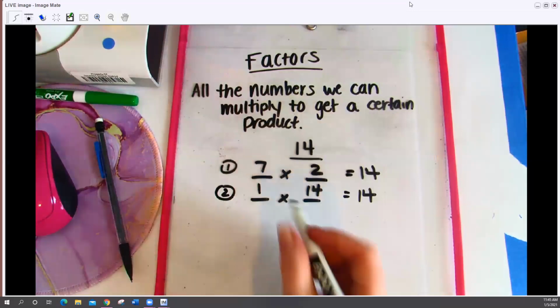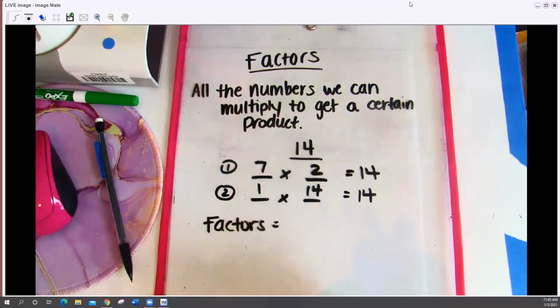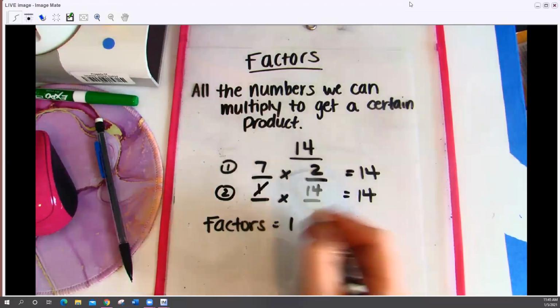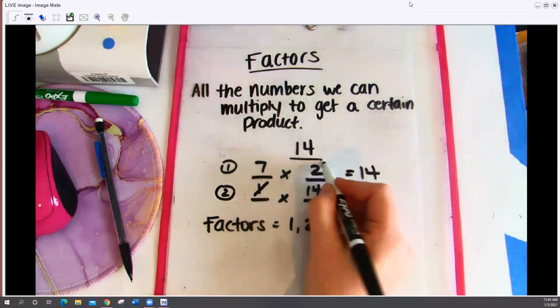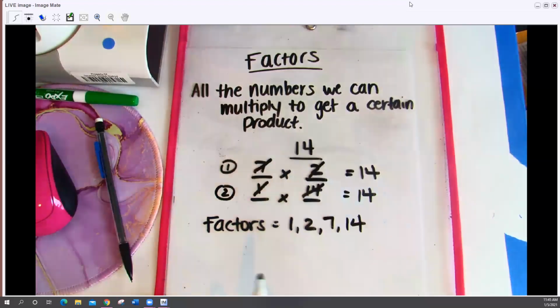So this would mean that my factors for the number 14 would be 1, 2, 7, and 14. Whenever I write my factors, I like to write them in numerical order. It's just easier to see than if I did like 7, 2, 1, 14, and they're out of order. I just like to put them in numerical order. It helps me focus better. So when you're doing this assignment, just make sure that you put the numbers in numerical order.